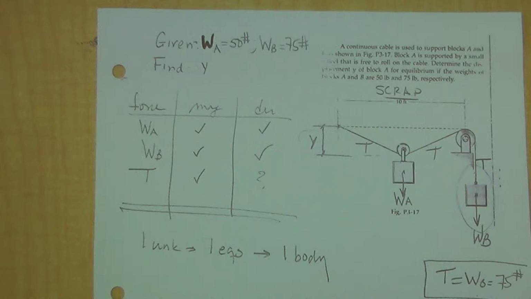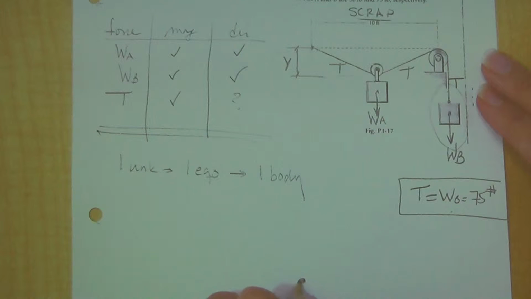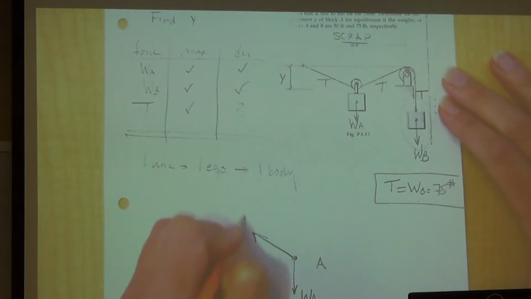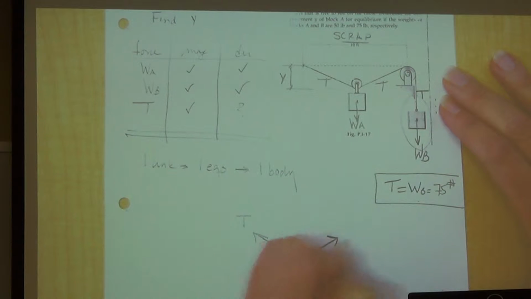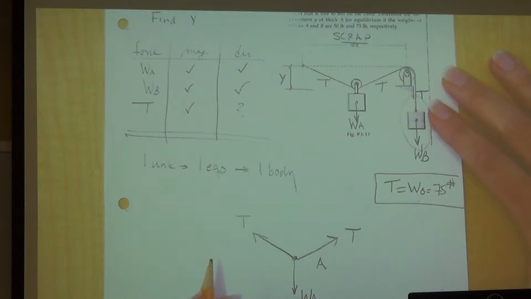What body do you want to do? A. How come? Because we know that C. Okay, we don't know the angle of T, and all the forces come together there, right? So let's draw a free body diagram of A. We have the weight of A going down, and then we have a T going up and to the left, and T going up to the right.